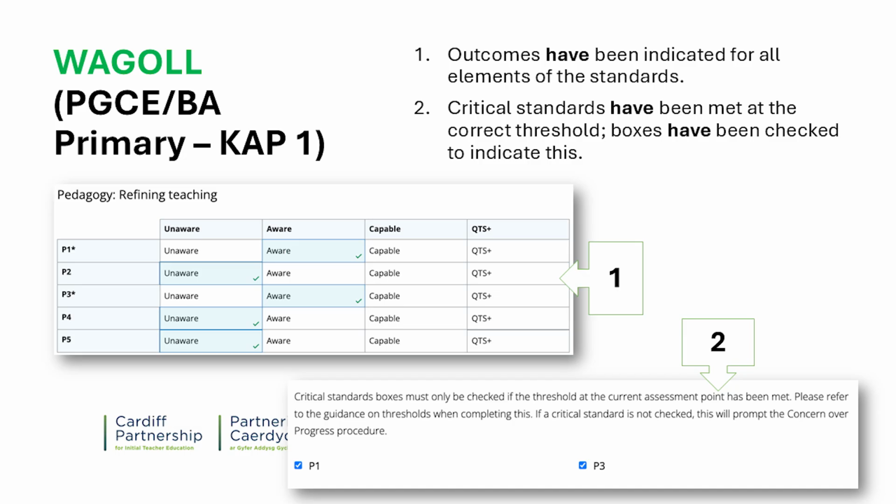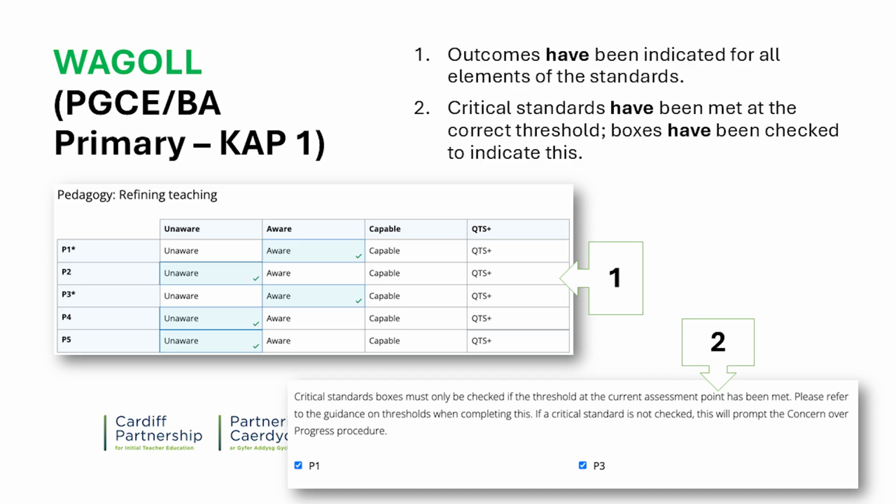So all of the boxes need to be clicked and ticked. If the student is unaware, then you will obviously click that box and aware as appropriate. So we can see that here. What we can also see is that underneath this particular section, there is a sort of a belts and braces approach, just to make sure that everybody is familiar with the fact that P1 and P3 are critical elements of the standards. So please ensure that you check these boxes if they are appropriate.